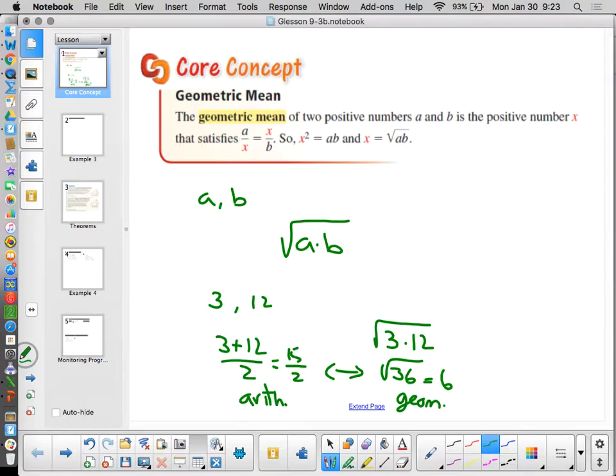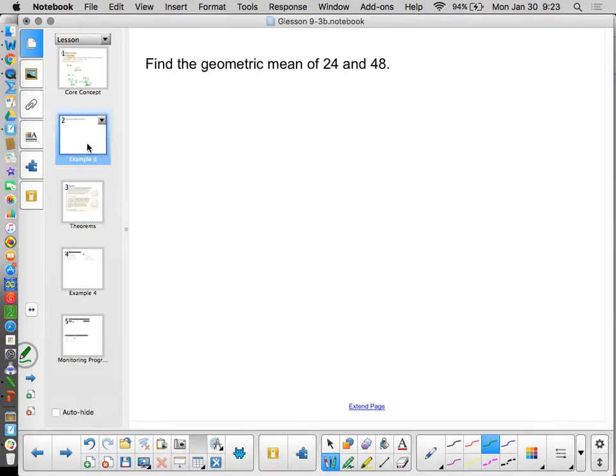So that's geometric mean. Again, it can also be explained through proportions. If we put the x's on one diagonal of a proportion and the two numbers we're finding the geometric mean of on the other diagonal, we come up with the equation that gives us this as well. So geometric mean, not so bad. Geometric mean between 24 and 48, kind of big numbers, so that would be the square root of 24 times 48. And 24 times 48 is 1152.